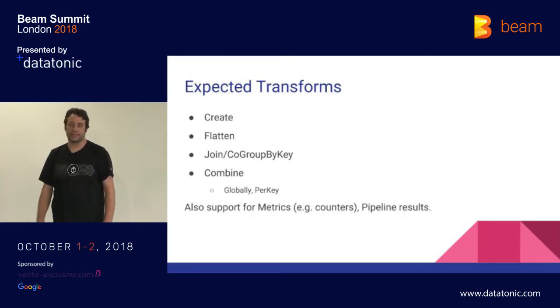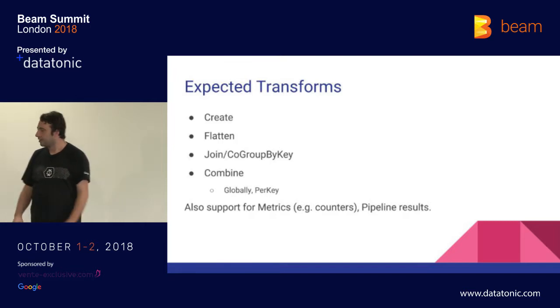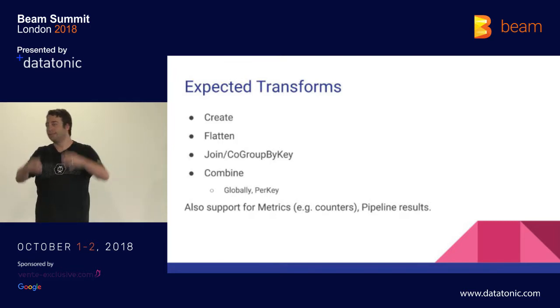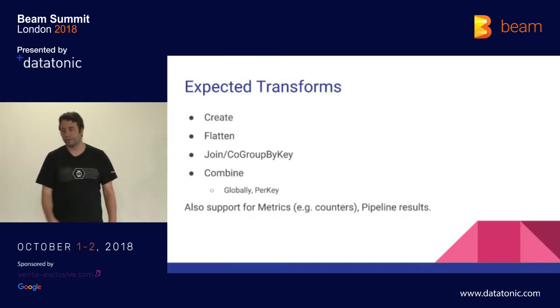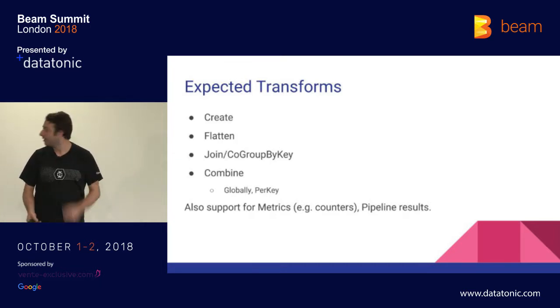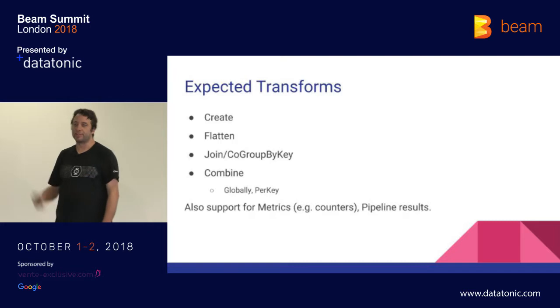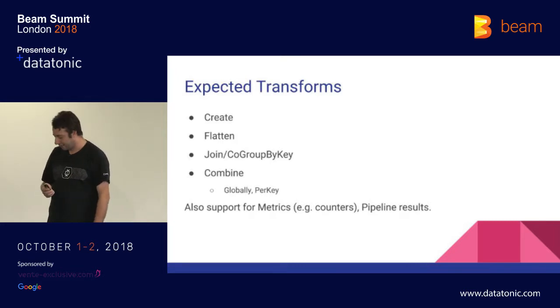Some other expected transformations: Create. Create is just an I/O where you provide something in memory. Flatten, where you have multiple PCollections, you take the union. You probably want to provide some kind of a join or a CoGroupByKey. And combining operation is also a very typical operation to have. And then we also have support for metrics and counters and pipeline results, or some other kind of things to take into consideration.